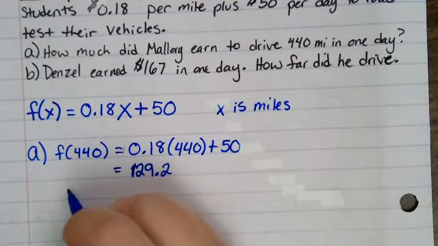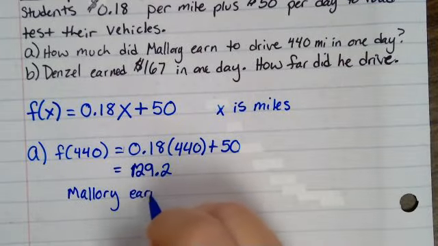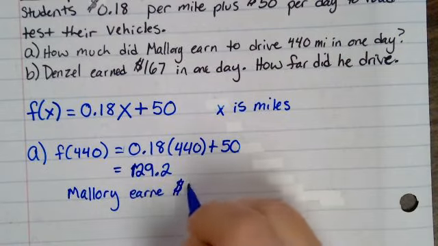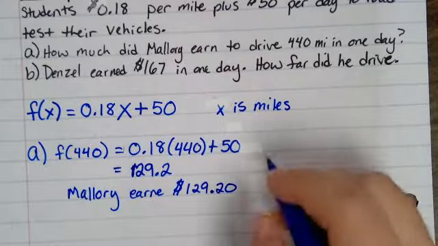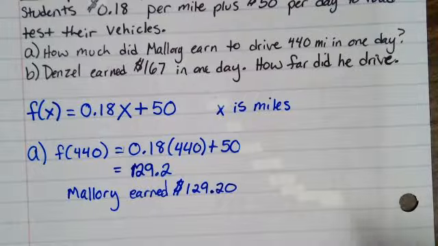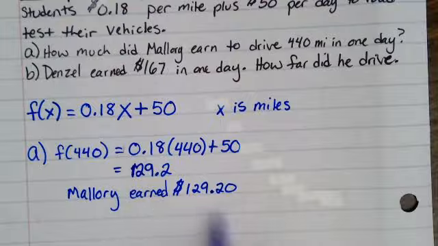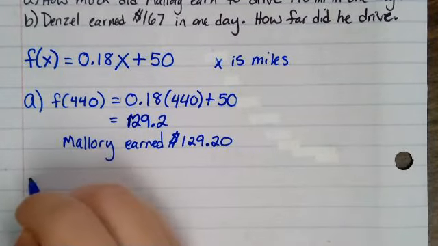What I could say is Mallory earned $129.20. And that would be okay. You could even write it more. You could say to drive 440 miles. You could even make the sentence a little bit longer. But even this right here, Mallory earned $129.20, that's good enough.